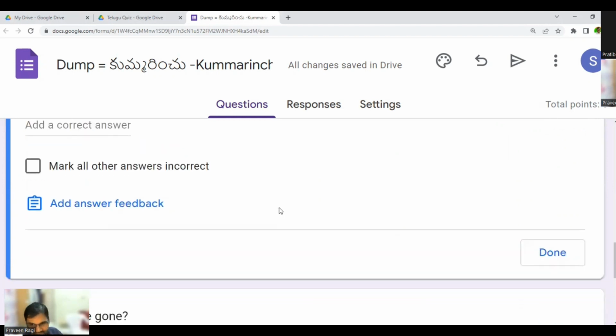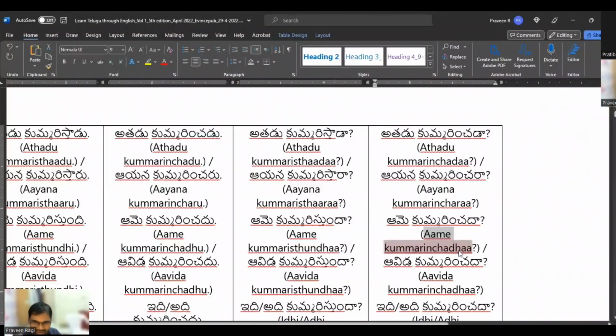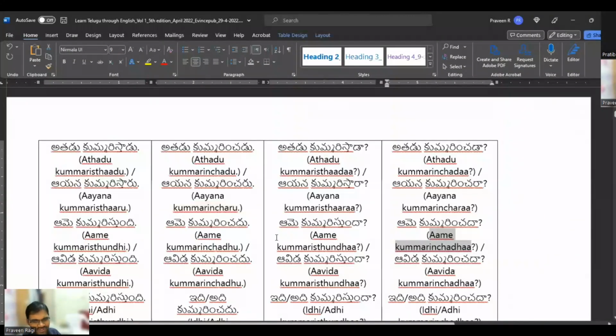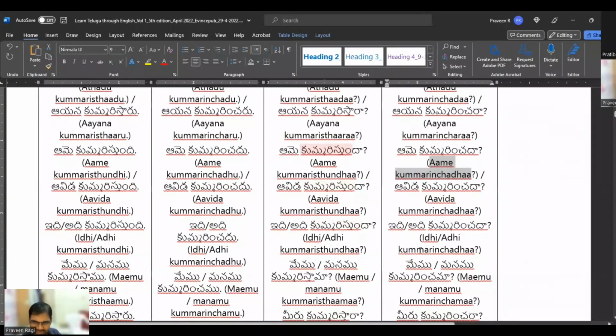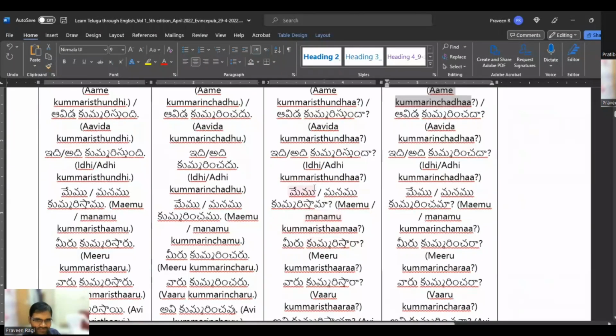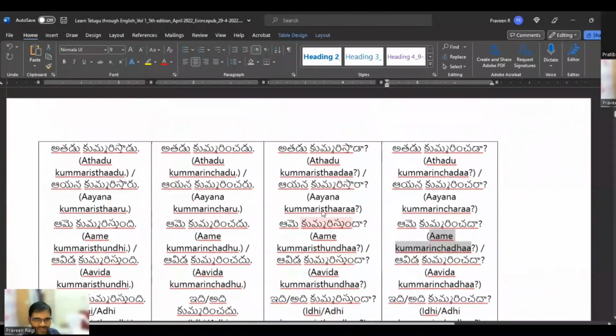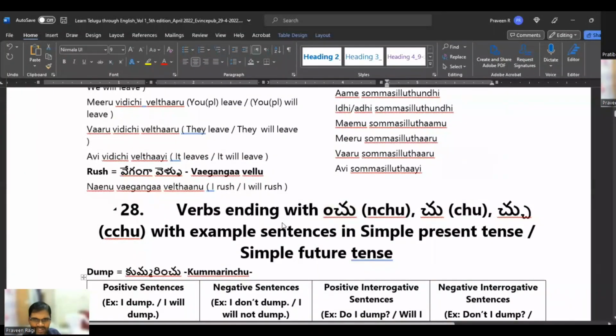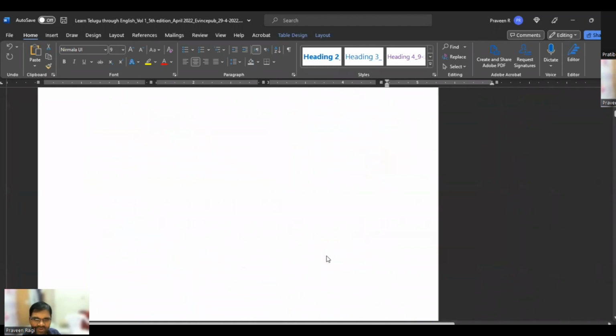Okay. Now let's see. So the random quiz on this table is over, but your duty is to study everything later from the book. Okay. So the topic is here, verbs ending with chu, 28th lesson. Chu, chu, chu, with example sentences in simple present tense, simple future tense. Now let's go to the other tense with the same verb. Okay. For that we'll go.